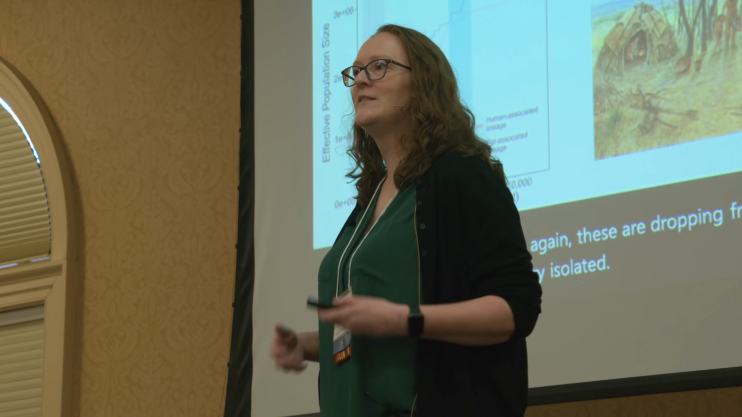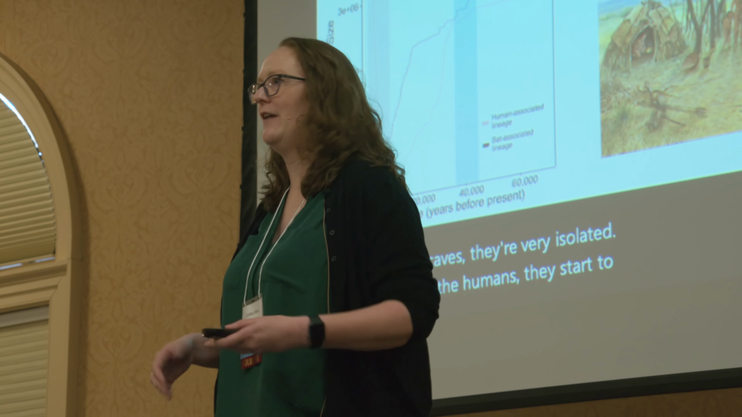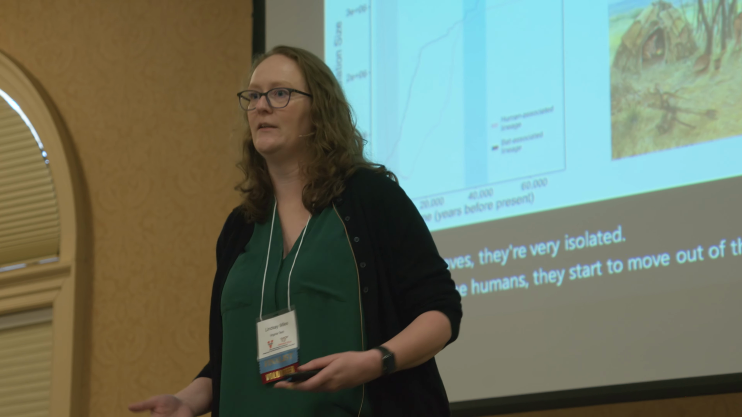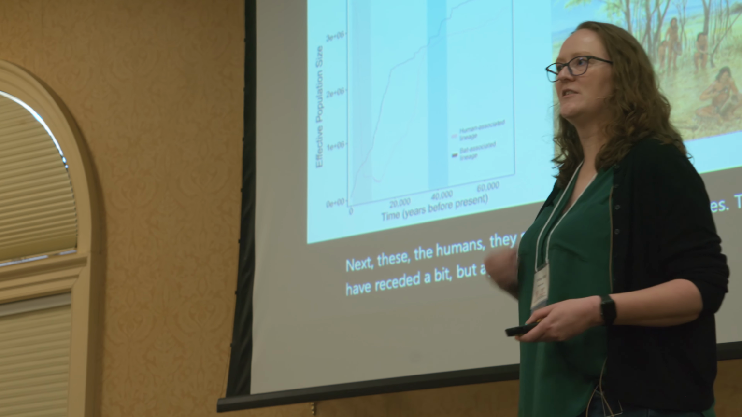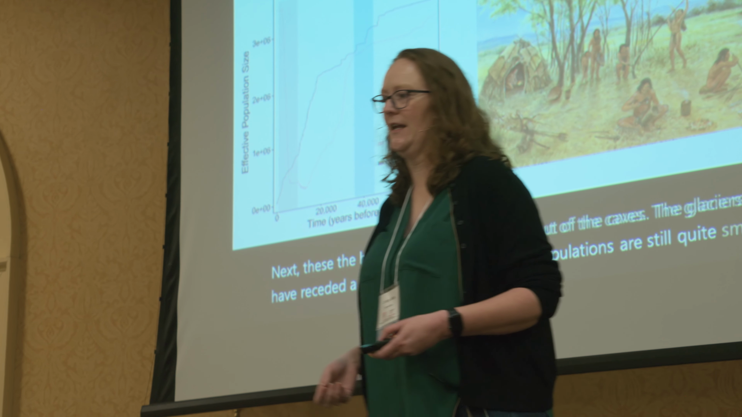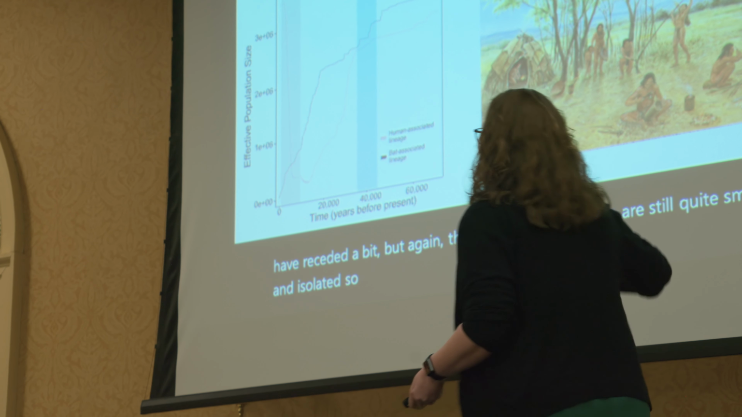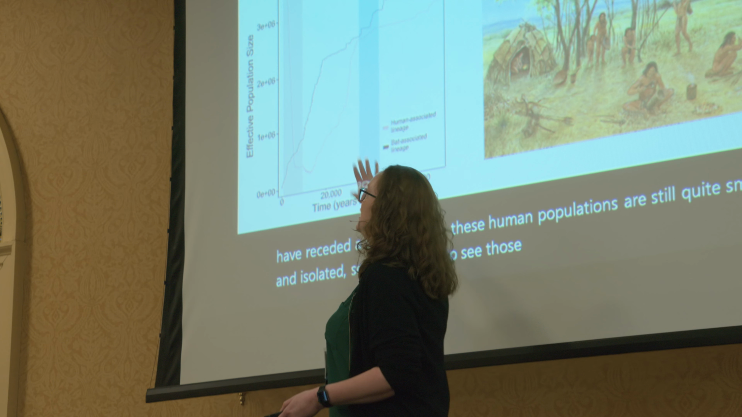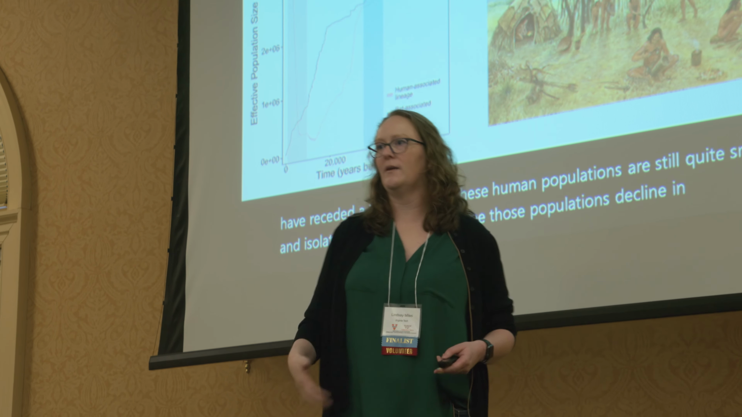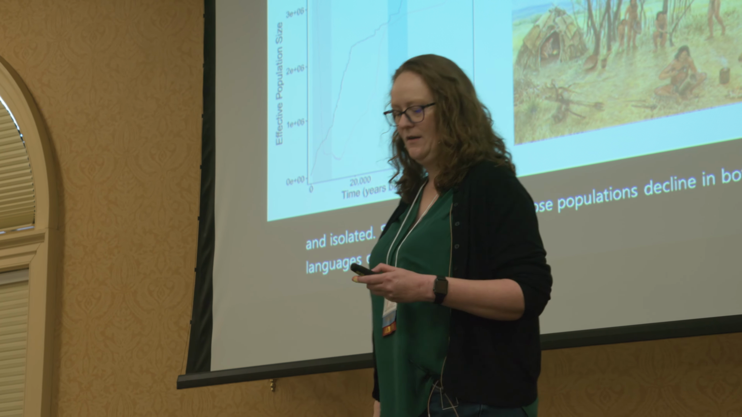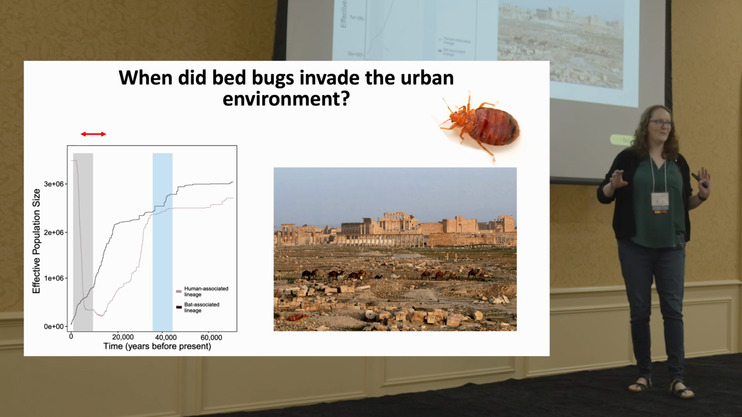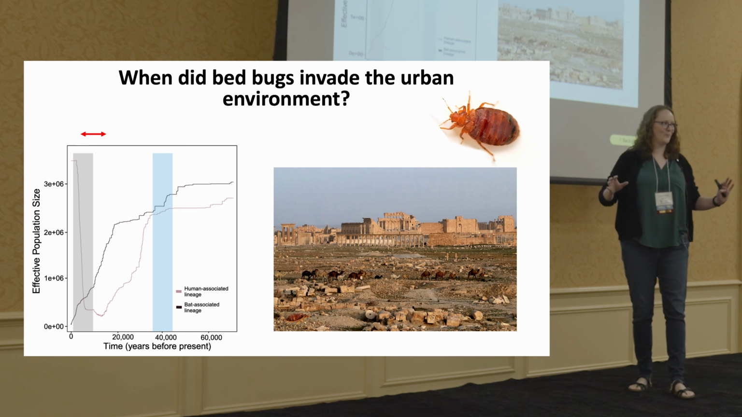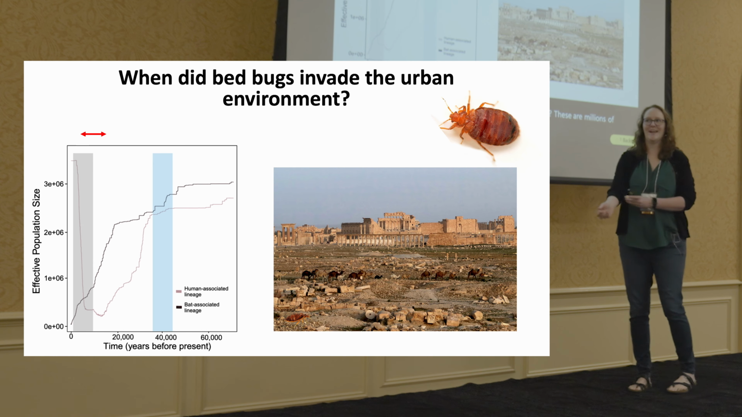Next, the humans, they start to move out of the caves. The glaciers have receded a bit. But again, these human populations are still quite small and isolated. So we continue to see this population decline in both lineages of the human and bat bedbugs. But where it gets really interesting and fun, more recent time and evolutionary timescales, right? These are millions of years old insects.